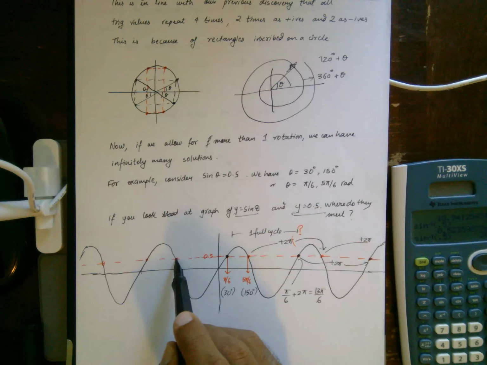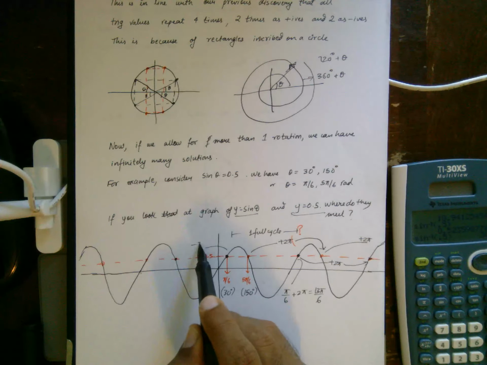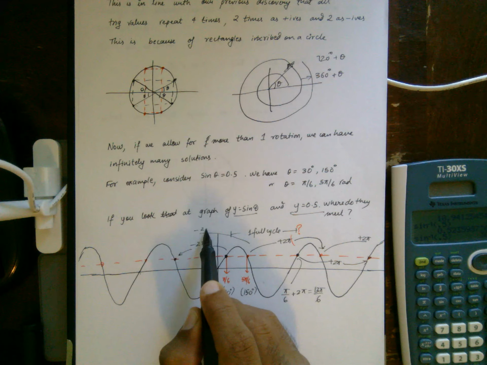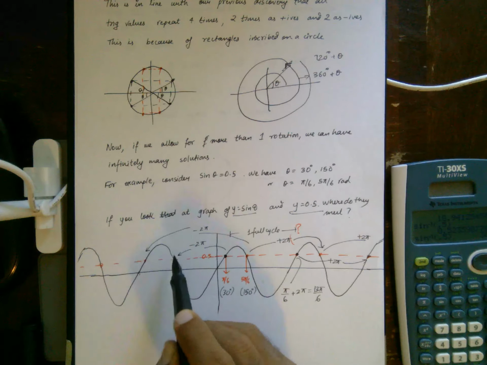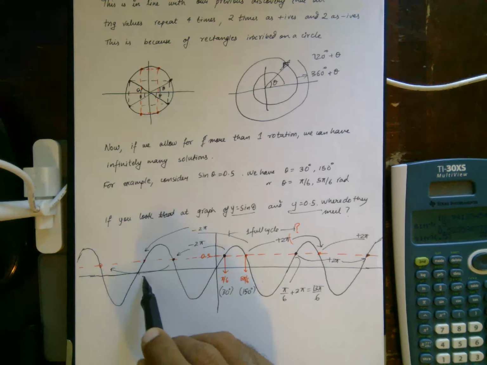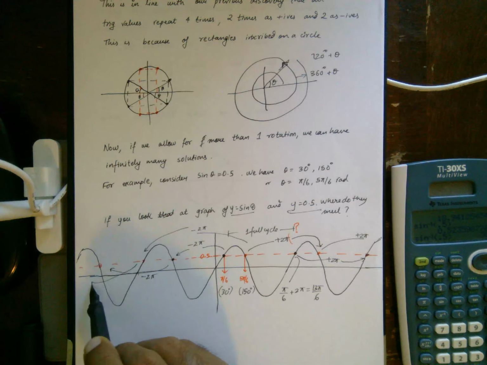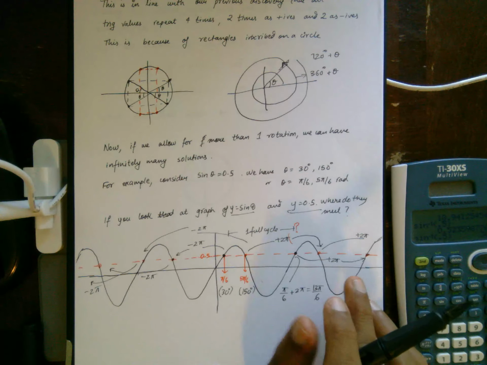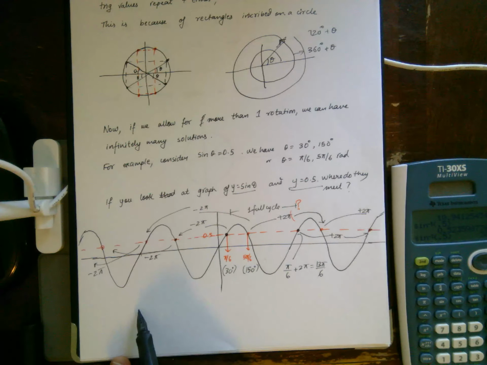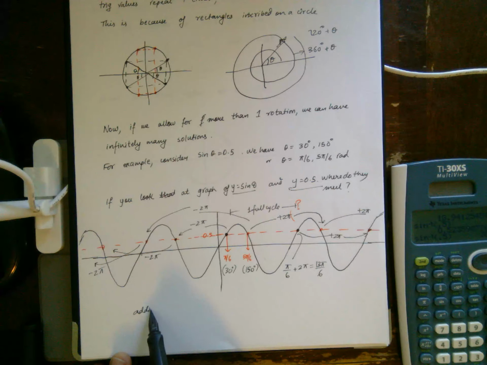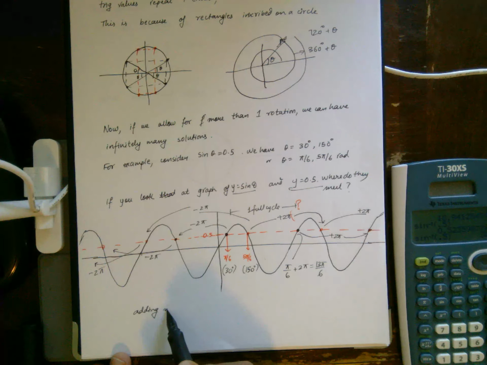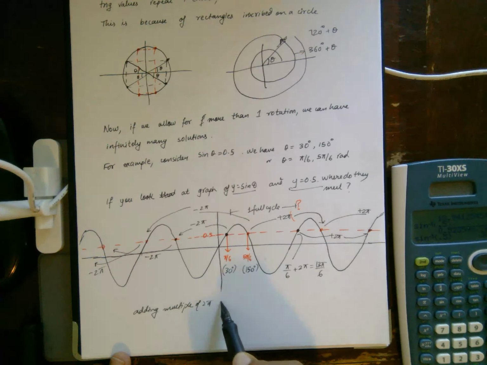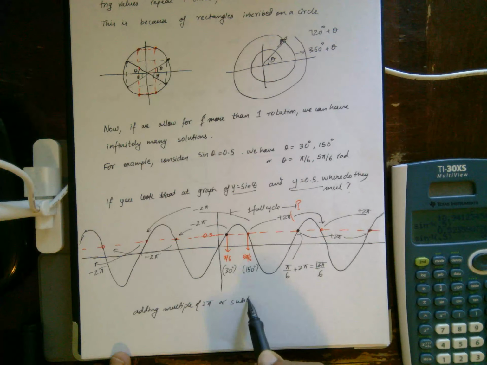Similarly, going backwards from here to here is going to be subtract 2 pi, subtract 2 pi, subtract 2 pi, and subtract 2 pi. So we can get all the solutions by either adding multiples of 2 pi or subtracting multiples of 2 pi.